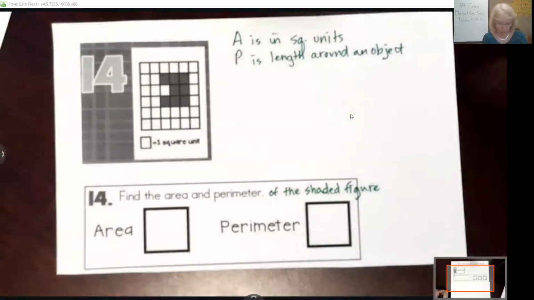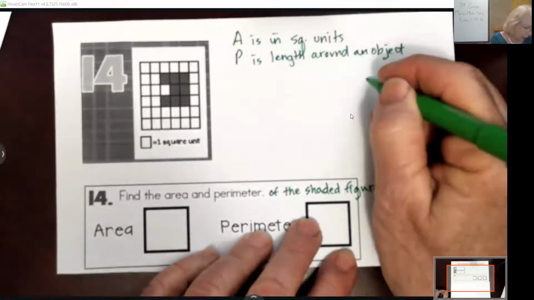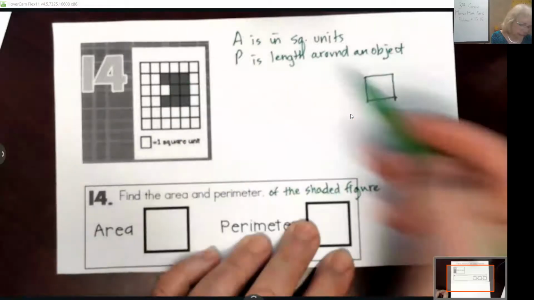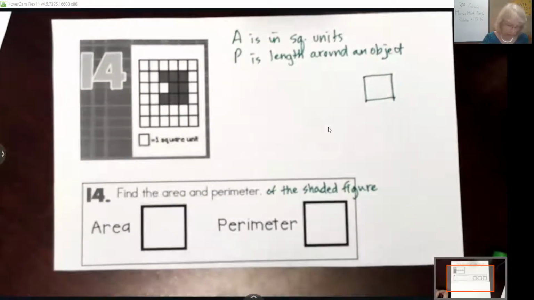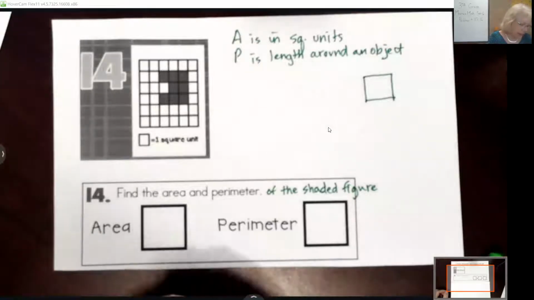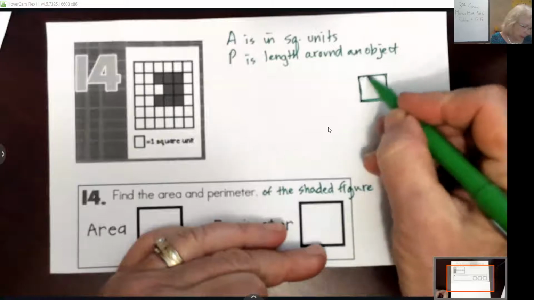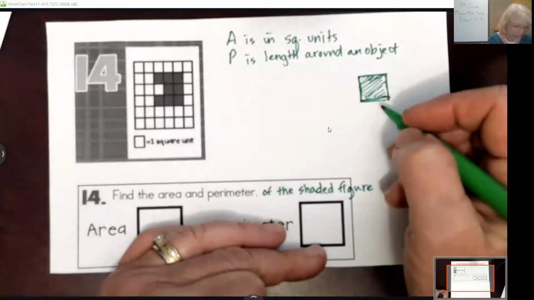Okay, so we need to really look at this and figure out what we can learn here. So I'm going to just show you one square unit here. This would be one of these dark squares. And I want you to understand that the area, this is one square unit in area. And that means this whole space inside is one square unit.